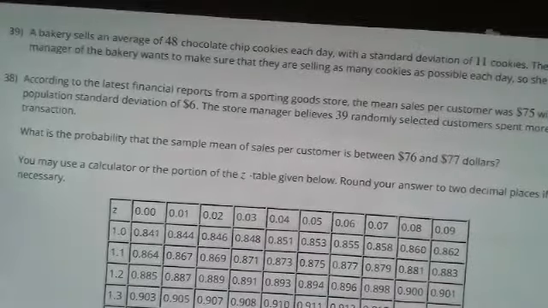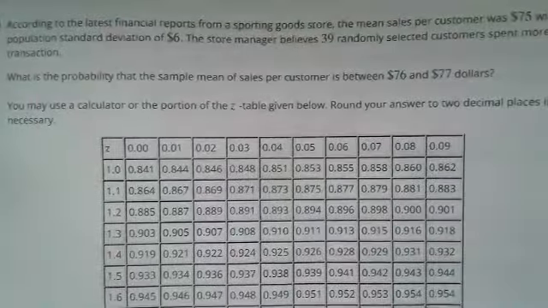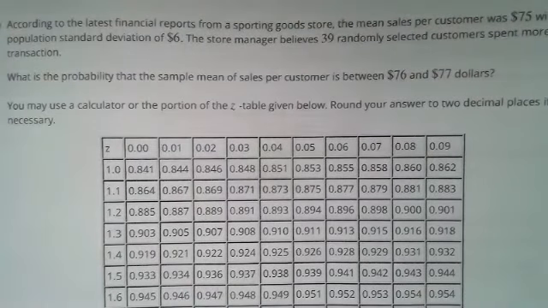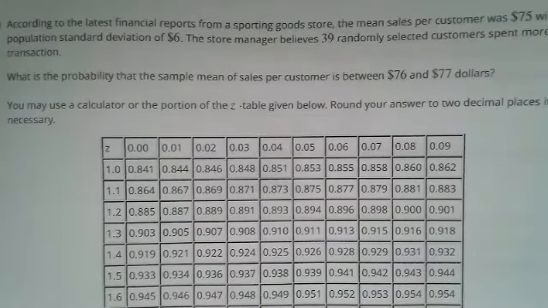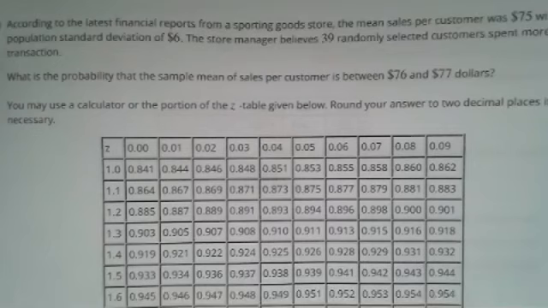All right. And then 38, according to the latest financial reports from a sporting goods store, the mean sales per customer is 75 with a population standard deviation of $6. The store manager believes that 39 randomly selected customers spent more per transaction. So what's the probability that the sample mean of sales is between $76 and $77? Okay, so we need to find mu of x bar, and then the probability.